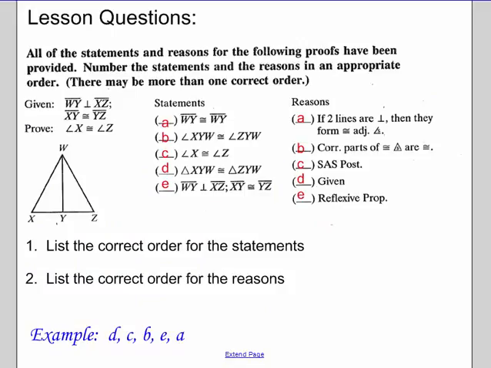Okay, there are your lesson questions. So for the first one, you're listing the order of the correct statements. For part 2, you're listing the order of the correct reasons. And I give you guys an example down here. And these aren't necessarily the only option that you have. So if you think that you have a different option, you can always ask me and figure out if your option works. And please make sure that lesson summary is submitted on time.